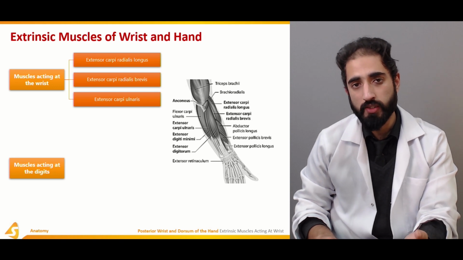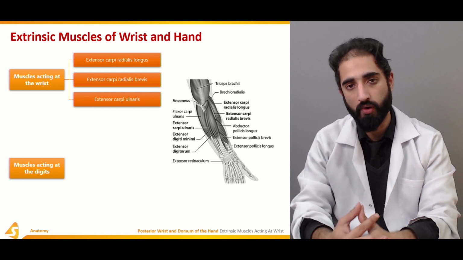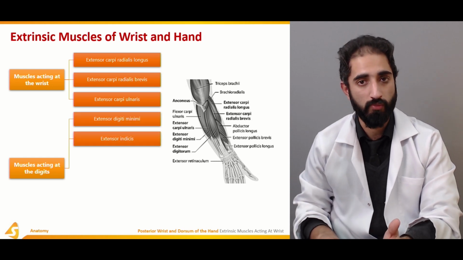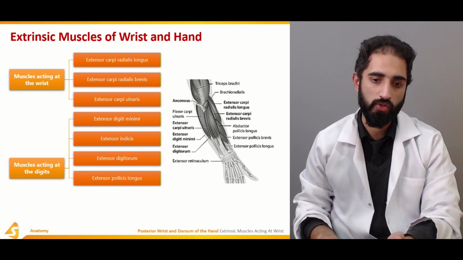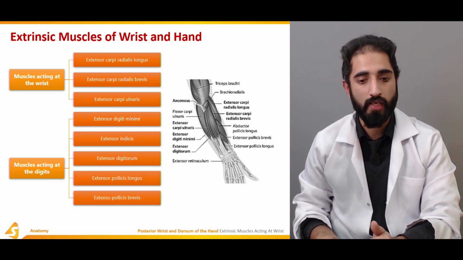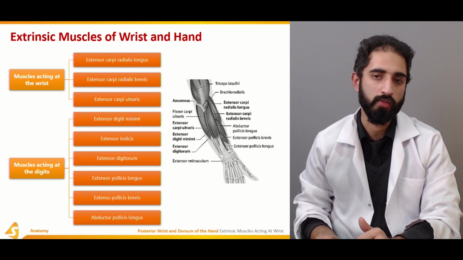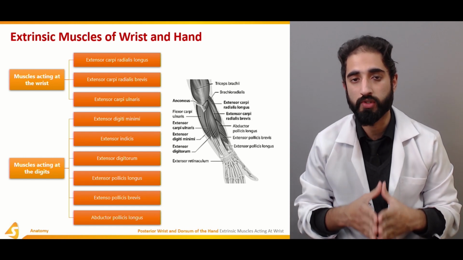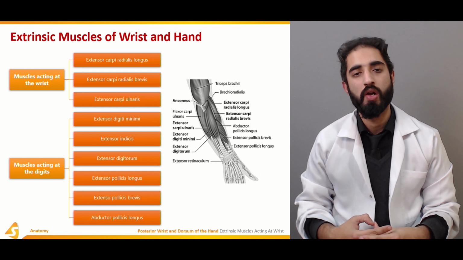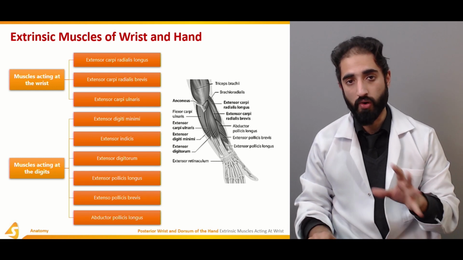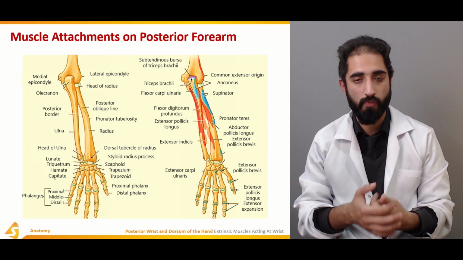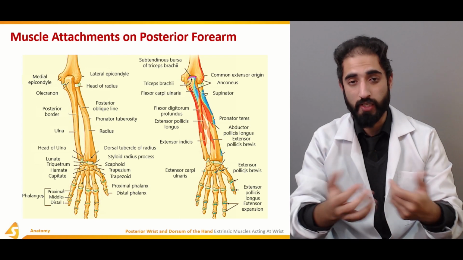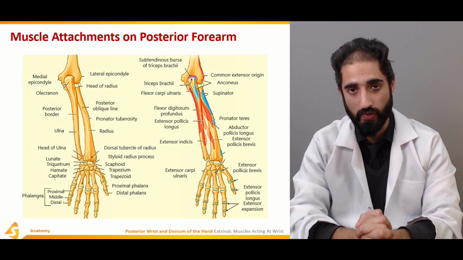Moreover, other extrinsic muscles which arise from the forearm or other regions but exert their action at the level of the digits include extensor digiti minimi, extensor indicis, extensor digitorum, extensor pollicis longus, extensor pollicis brevis, and abductor pollicis longus. But in this section, we are majorly going to focus on those extrinsic muscles which exert their function at the level of the wrist, and these are all extensor muscles because they are present on the dorsal or posterior aspect, and that is why they are also known as common extensors of the wrist.